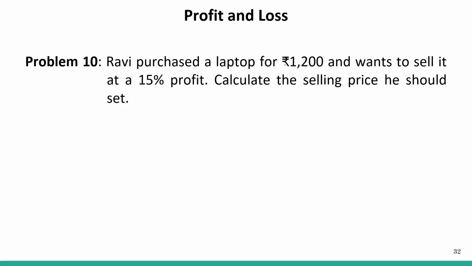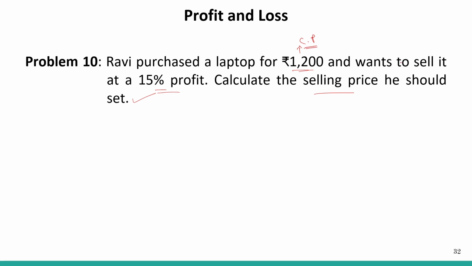So Ravi purchased a laptop for 1200 and wants to sell it at 15% profit. So calculate the selling price he should set. Okay. So he purchased the laptop for this. So see, this is CP for Ravi. Okay. Because he bought it for this much, but he wants to sell it.